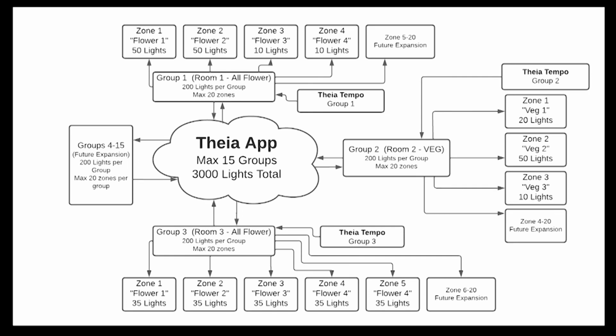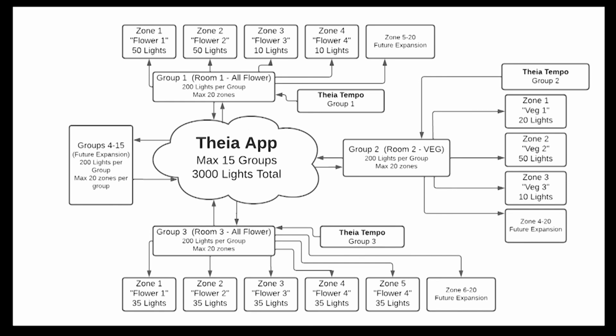One thing to point out is you'll notice each group has a Thea tempo. And that's so you can get time if you ever have a power outage. A Thea tempo will broadcast its time across all the zones within a group. So you really only need one per room, one per group, and it doesn't matter how many zones.